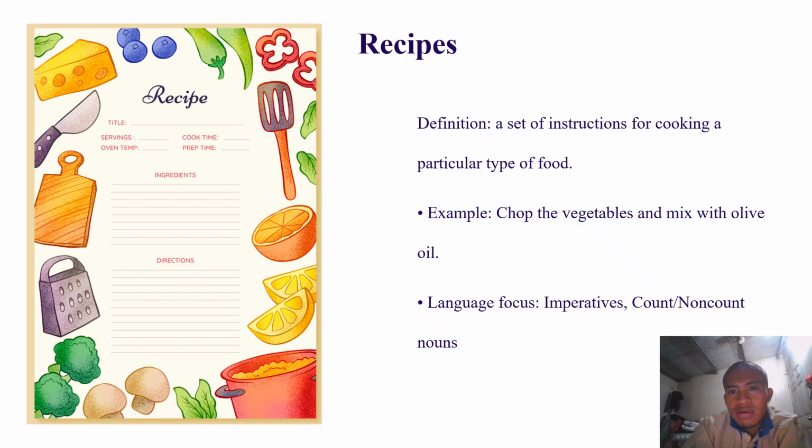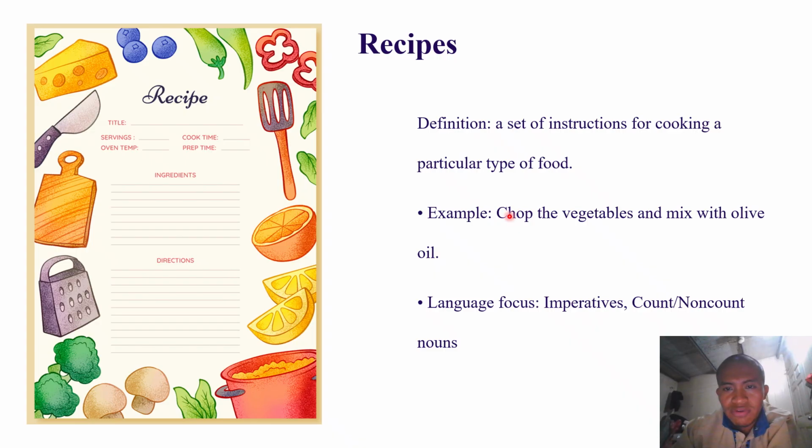When we talk about practicing a healthy diet or healthy food habits, we normally find recipes. The title of the recipe, servings, oven time, cooking time, preparation time, ingredients and directions. A recipe defines a set of instructions for cooking a particular type of food. Normally, we use the imperative sentence to give commands and orders. For example, here you see: chop the vegetables and mix with olive oil.